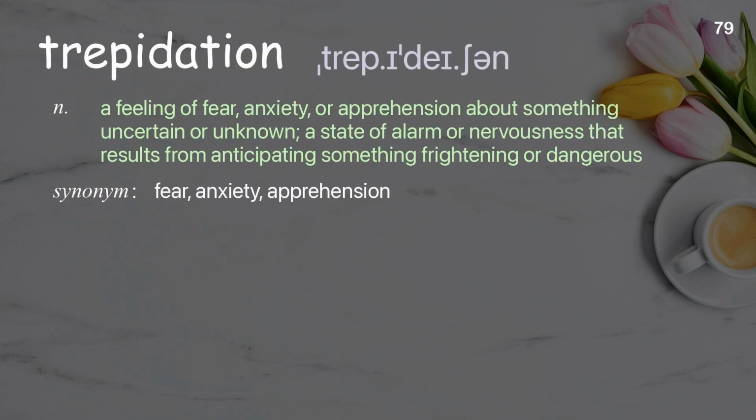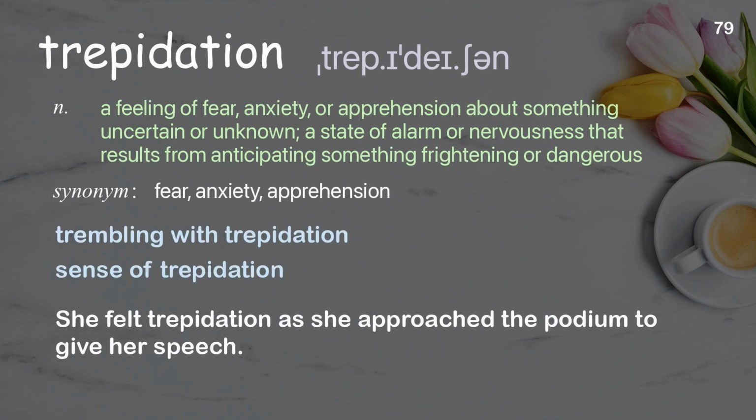Trepidation. A feeling of fear, anxiety, or apprehension about something uncertain or unknown, a state of alarm or nervousness that results from anticipating something frightening or dangerous. Examples: Trembling with trepidation. Sense of trepidation. She felt trepidation as she approached the podium to give her speech.